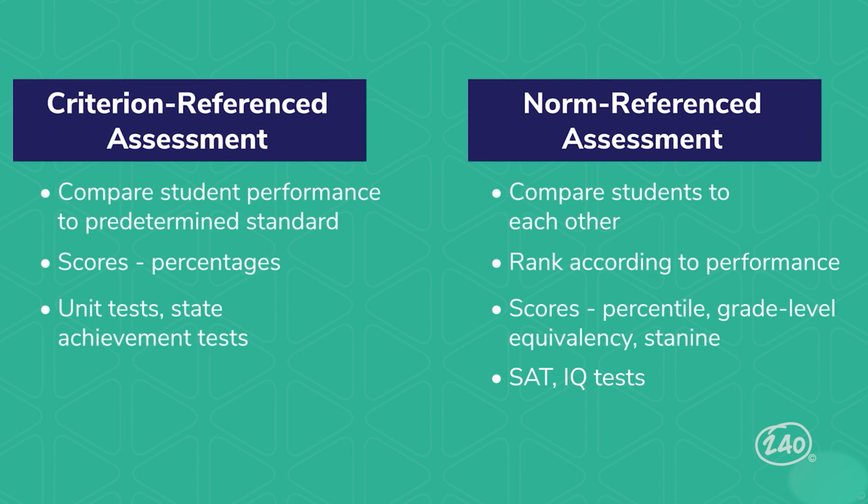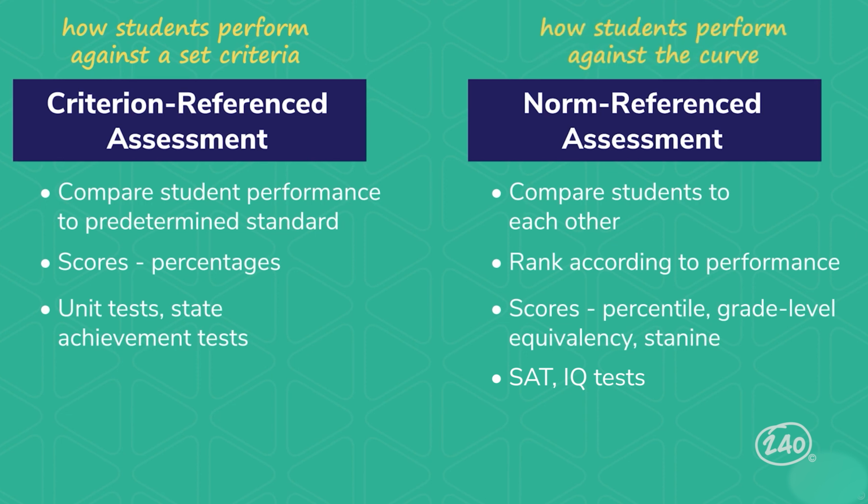To sum this up, criterion referenced assessment looks at how students perform against a set criteria. Norm-referenced assessments look at how students perform against the normal curve. And those are some need-to-knows for Category 3.